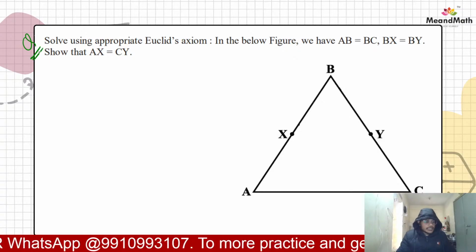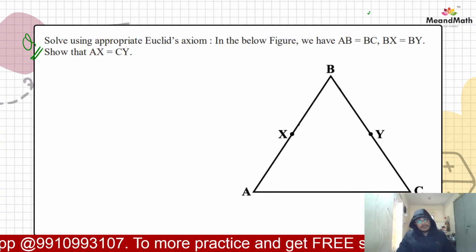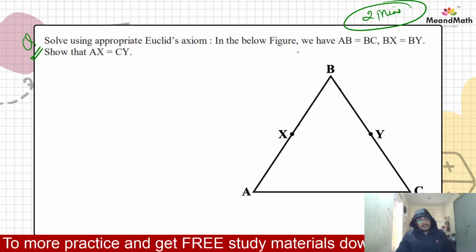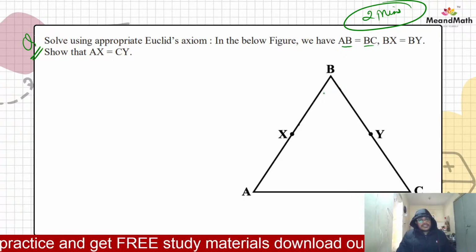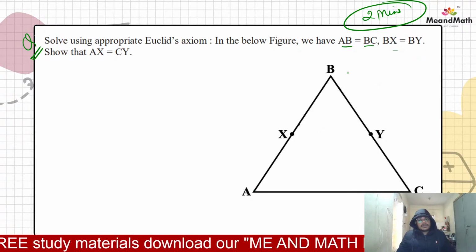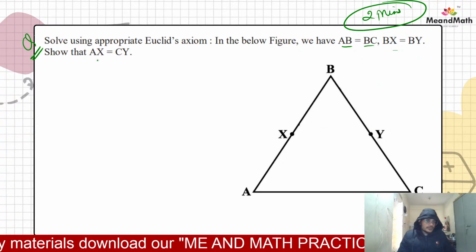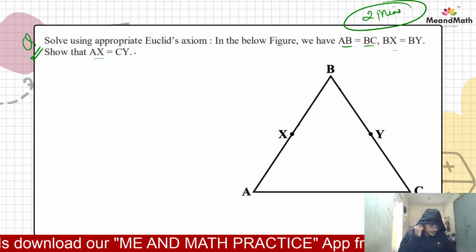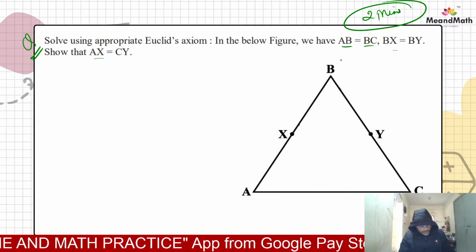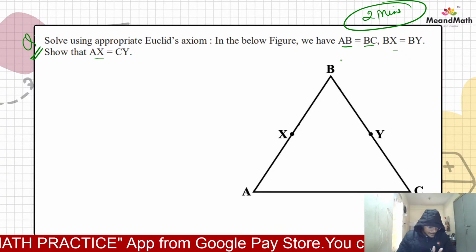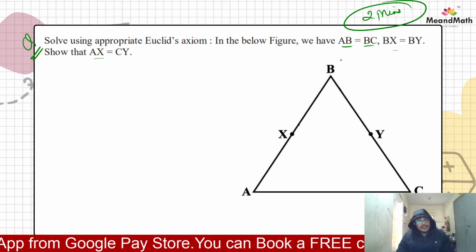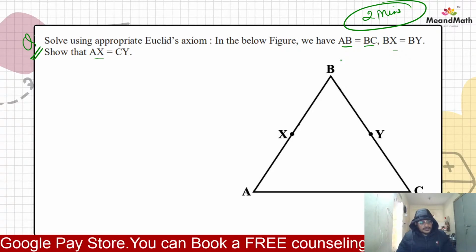Again, you have to use our Euclid axioms to solve this question. I am giving you 2 minutes to do this question. In the figure below, we have AB is equal to BC and BX is equal to BY. You have to show that AX should be equal to CY. I am waiting for your answer. Please do this. I am giving you 2 minutes to solve this question. Use the appropriate Euclid axioms.